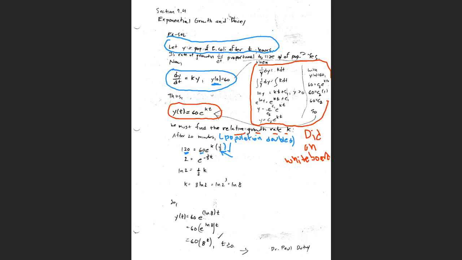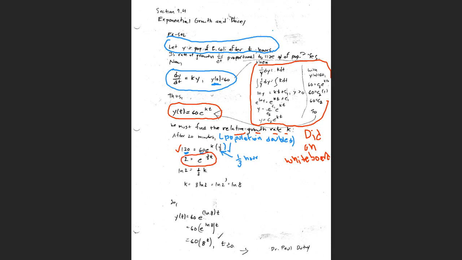That's right, Tosh. 20 minutes is 1/3 of an hour. Remember how we defined the variable y. It's the population of E. coli after t hours. So 20 minutes means 1/3 hour. And so now I have an equation I can solve for k. We can divide both sides of this equation by 60, and that'll give us 2 equals e to the power 1/3 k.